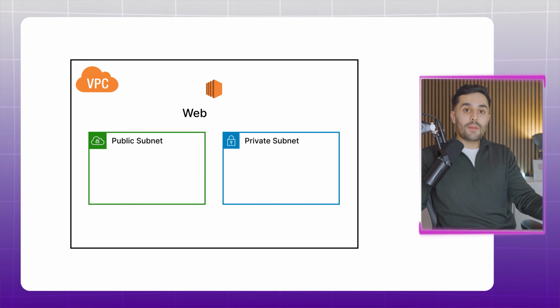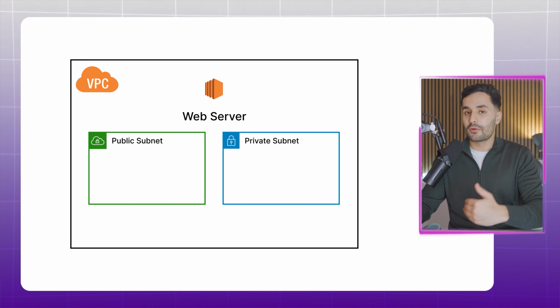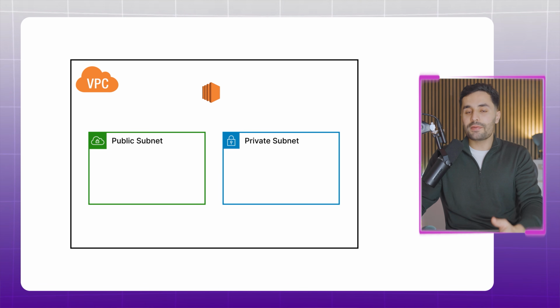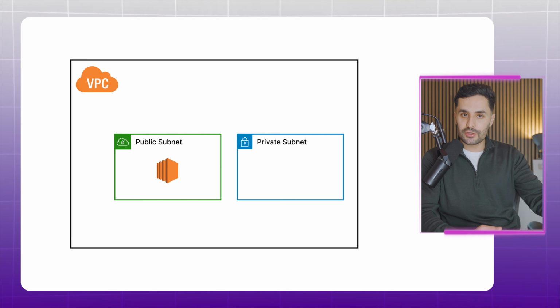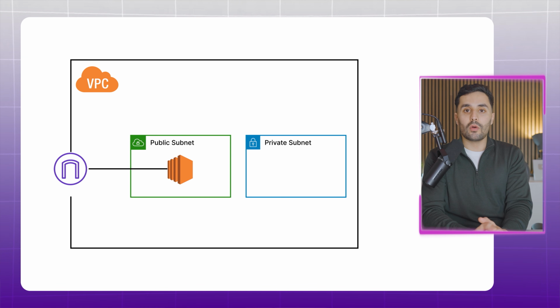Think about what different parts of your application need. Your web servers need to accept traffic from users on the internet, so your web servers need to go in the public subnets. These public subnets have a direct connection to the internet through something we call an internet gateway. This means users can reach your website, but it also means you need to be extra careful about security.